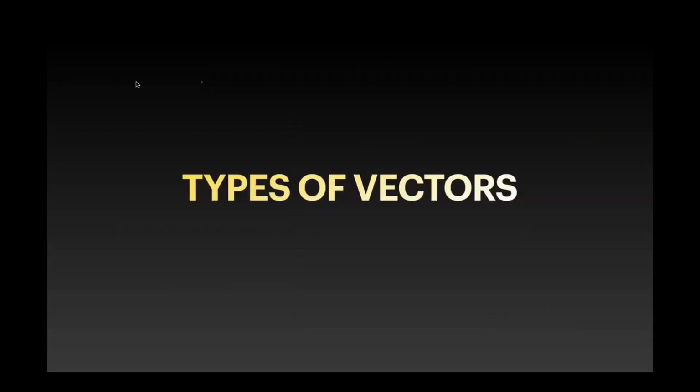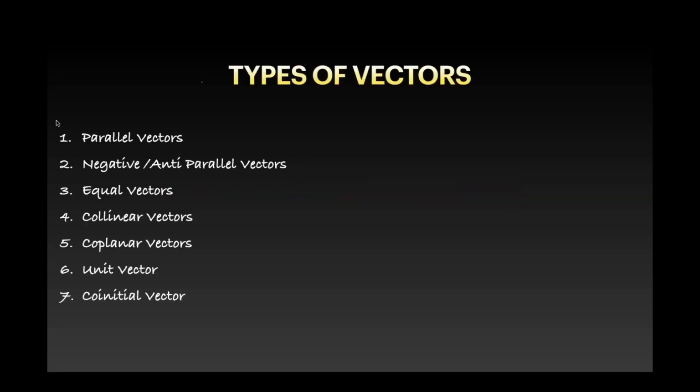Next, we'll talk about types of vectors. Vectors are of many types, so we'll see the different types now. First, you have parallel vectors. What are parallel vectors? You know the meaning, which means they point towards the same direction and need not have the same magnitude. So these two are parallel vectors. You have one like this, one like this. These two are parallel vectors.